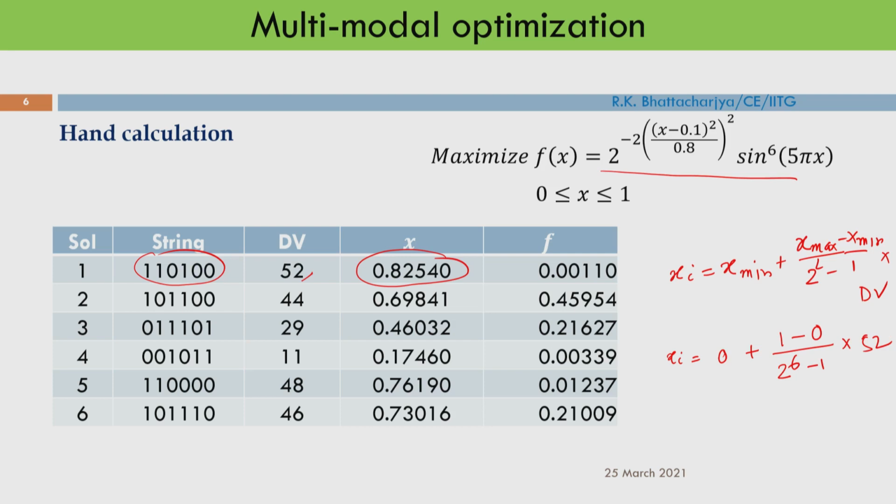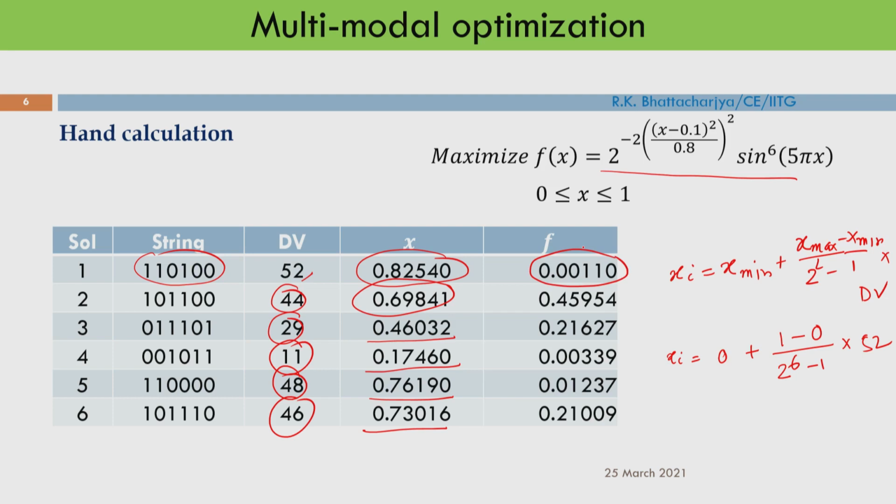So, in that case I should get 0.82540, and for the second one the decoded value is 44 and the x value is 0.69841. Then the third one decoded value is 29 and x value is 0.46032. Then the fourth one is 11 and this is 1.17460. This is 48 and this is 0.76190, and this is 46 and this is 0.73016.